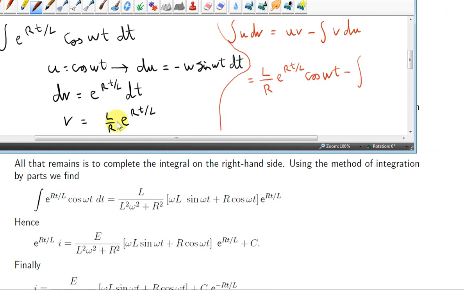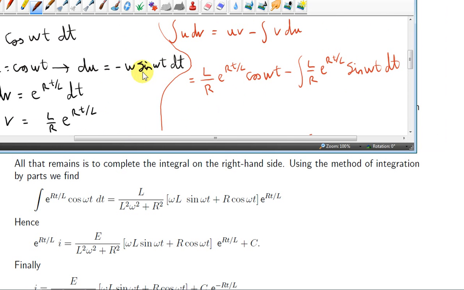Okay, so we plug in for u and v. U is cos omega t, there's v, and we have to integrate v with respect to u. So here's v. Well, we have to multiply v by du. So here's du, minus omega appears in it, so I take out the minus omega, so we'll have a plus omega here.